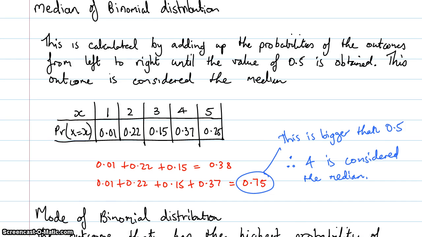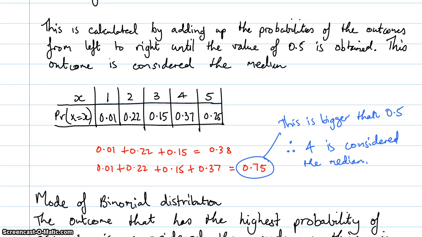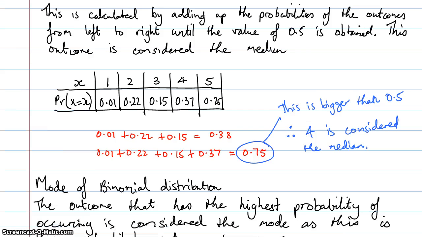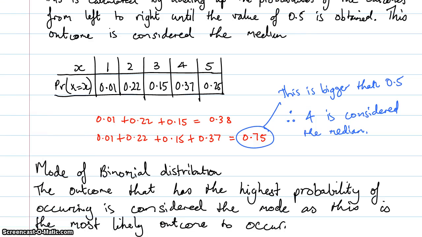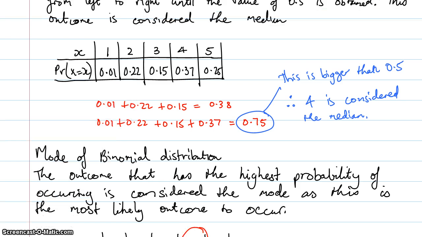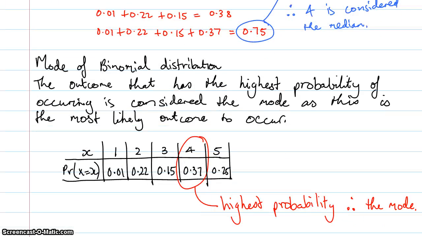Now the mode of the binomial distribution is exactly the same as when we were doing the probability tables. The outcome that has the highest probability of occurring is considered the mode, as this is the most likely outcome to occur. So again, if I look at my probability table and see that 0.37 is the highest probability, therefore that one is the mode. That's how we work out the median and the mode for the binomial distribution.